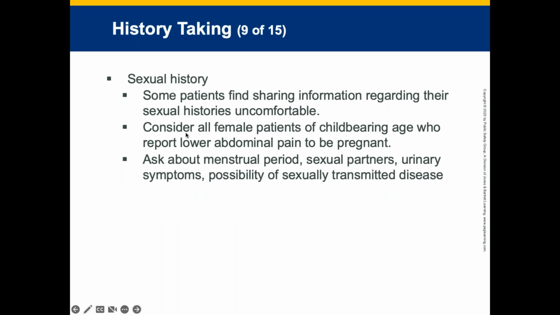We want to look at their sexual history. Most patients find sharing information regarding their sexual history very uncomfortable. So consider all female patients of childbearing age who report lower abdominal pain to be pregnant unless ruled out by history or other information. Questions to ask would be the last menstrual period. Are your periods normal, heavy, light? Is there any vaginal discharge or bleeding present that is not associated with your menstrual period? Anything different?